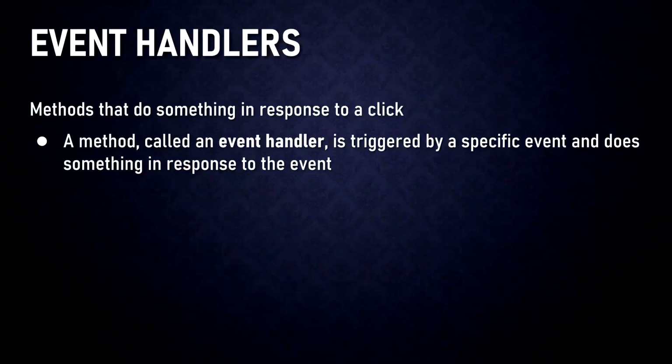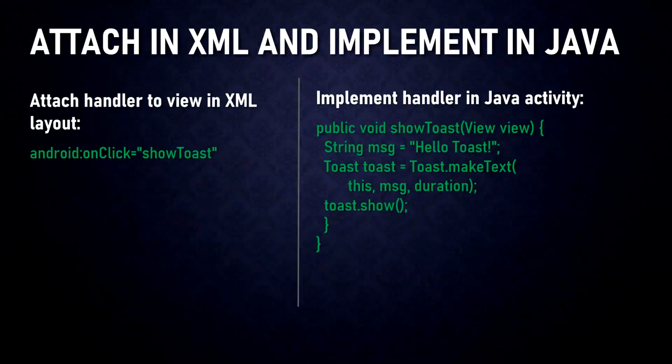If you want to implement events on your different views, there are things called event handlers, right? Event handlers are methods that do something in response to a click, tap or other action of the user. It's a method called an event handler, triggered by the specific event, and it does something in response to the event.